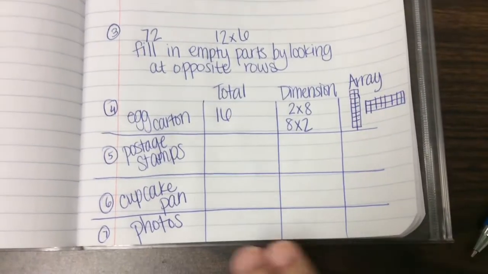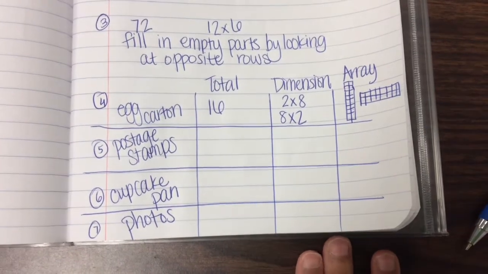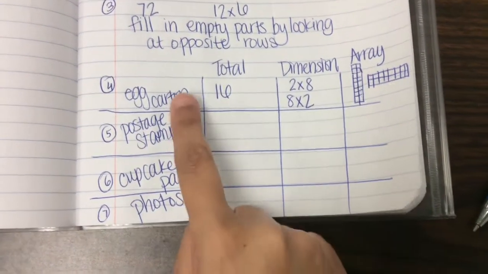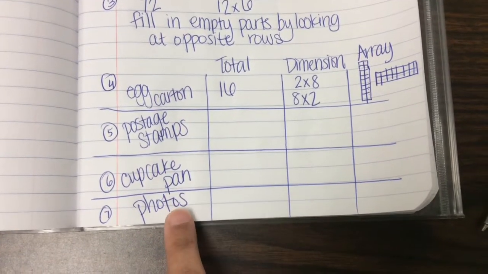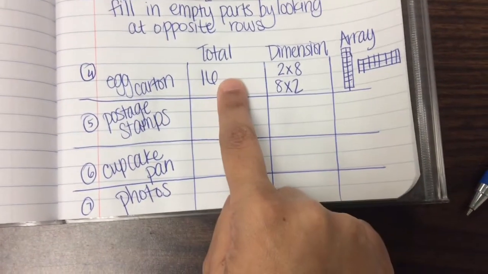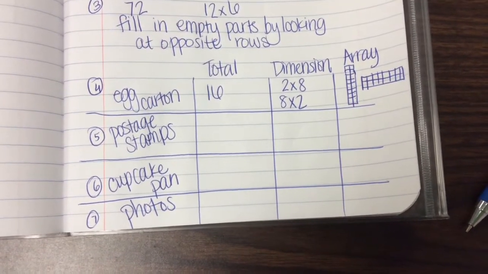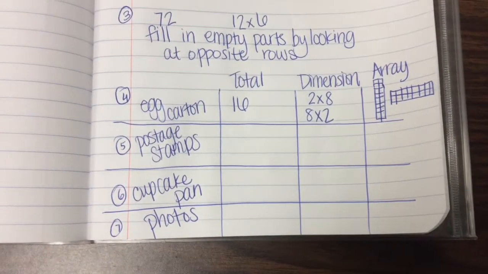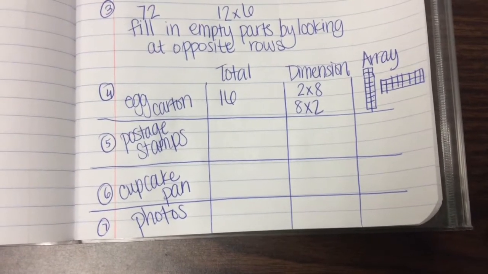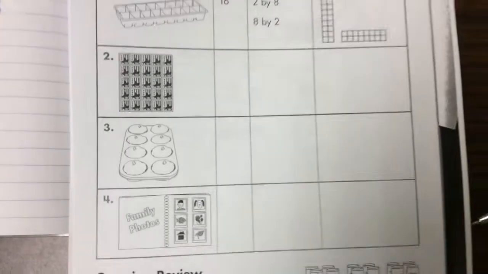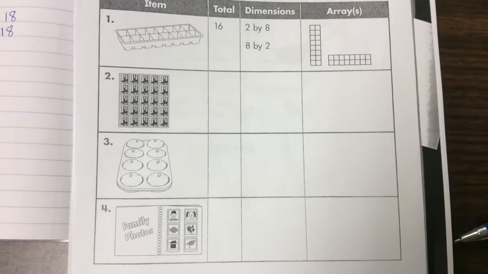So I kind of just drew this diagram, and the first one has been done for you on that paper. So I just wrote egg carton, postage stamps, cupcake pan, and photos. What's the total in that picture? What are the dimensions? And I just drew the array. So you can press pause and copy this, and then press play when you're ready for the worksheet. Okay, so I'm going to just put this right here, and you can fill it in your journal.